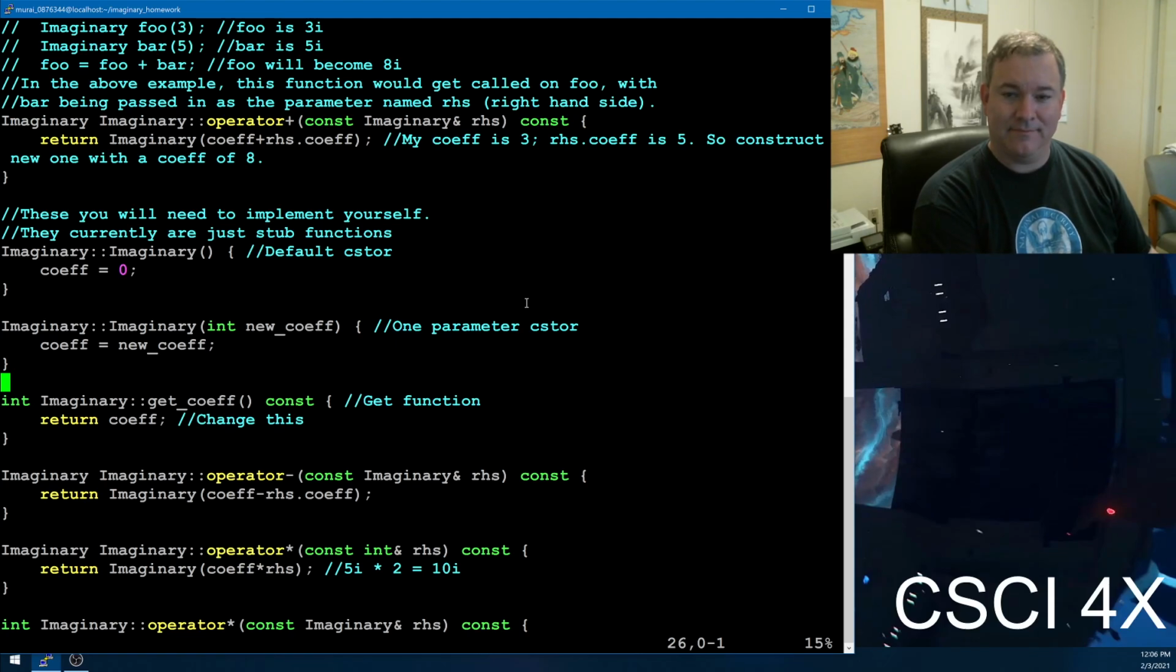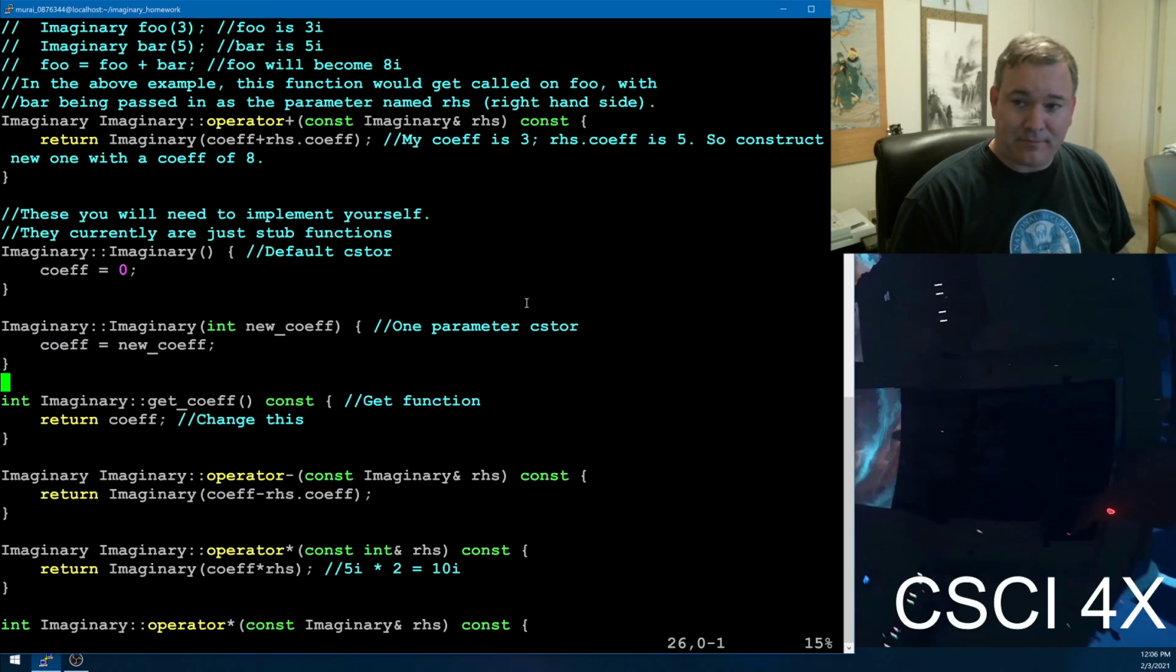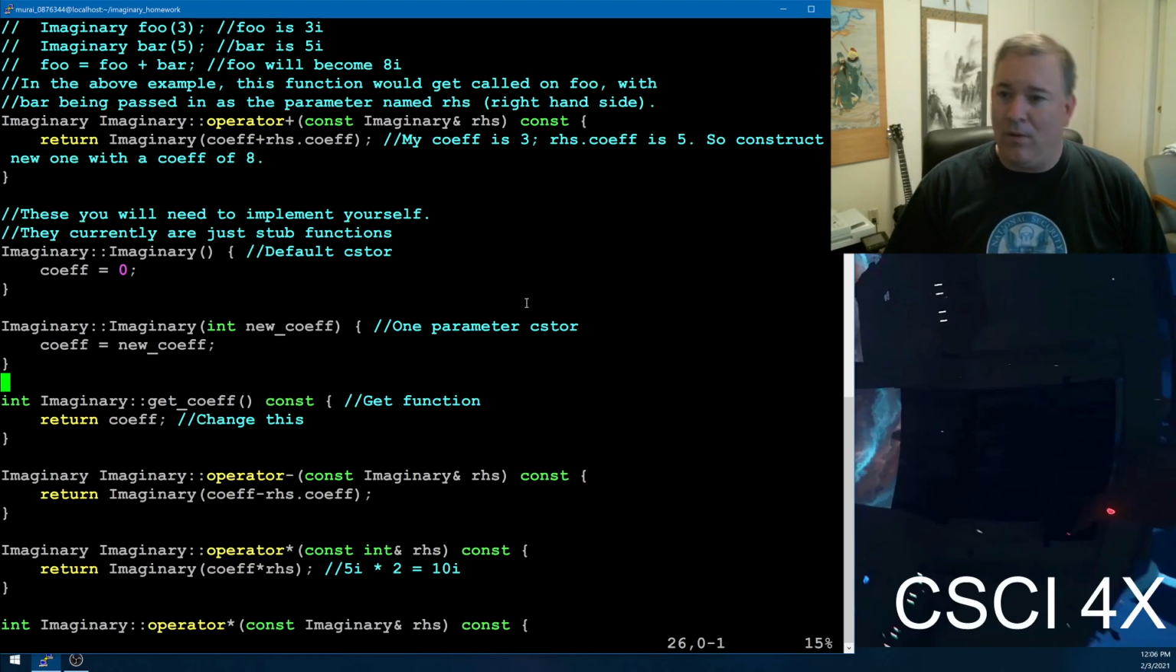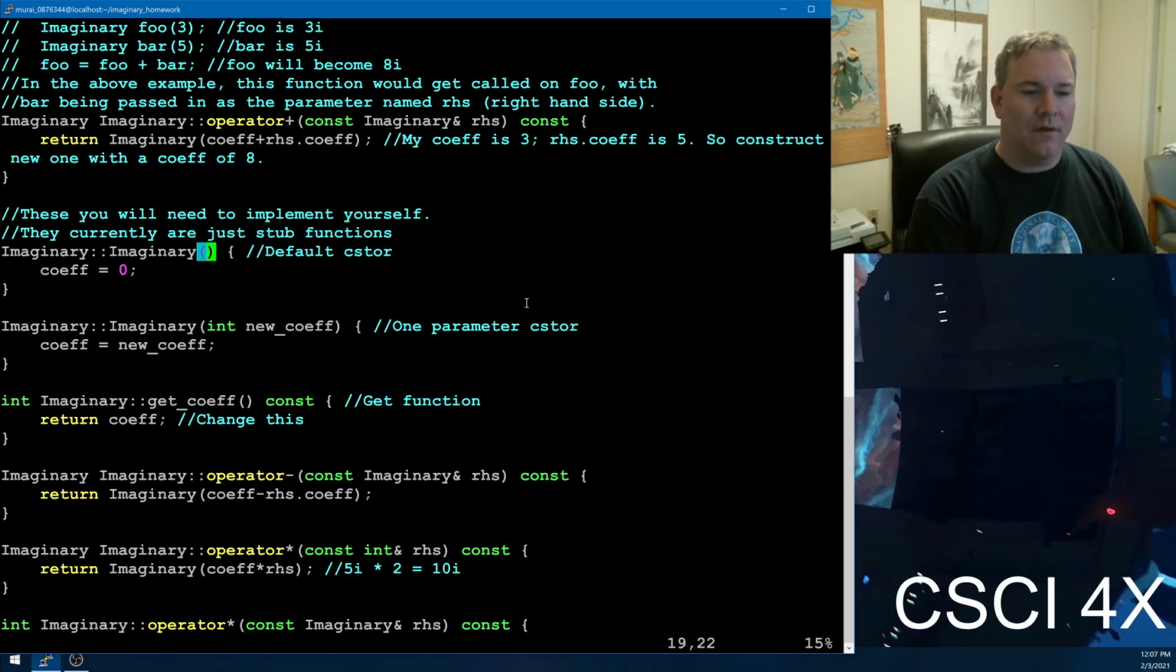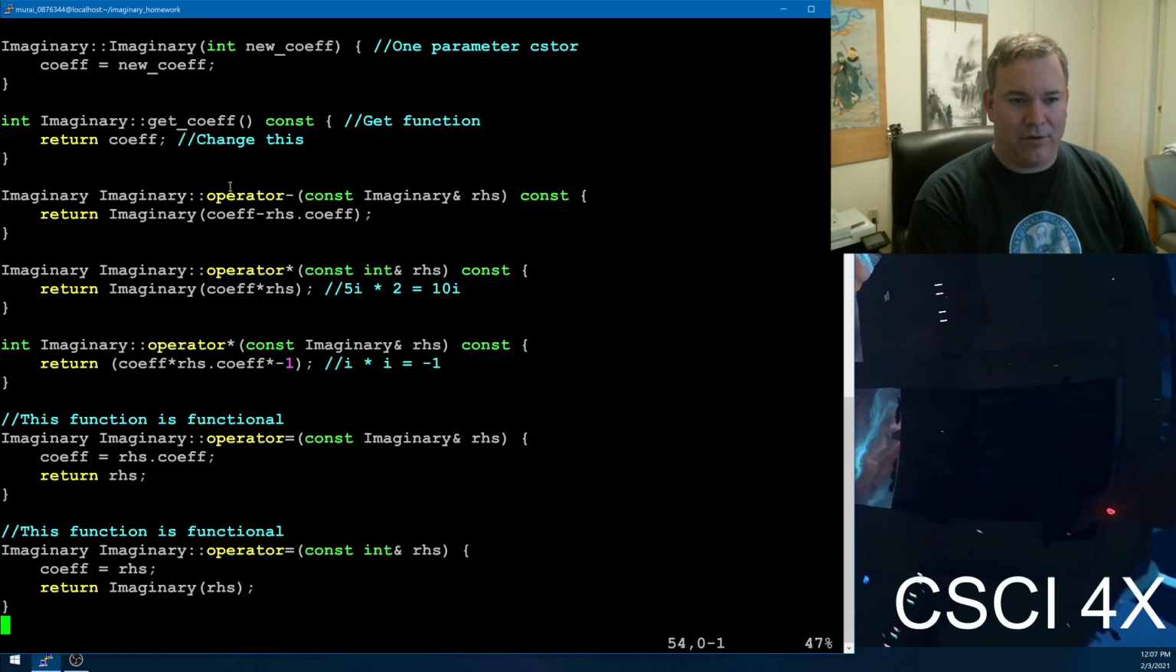We're not allocating any memory. Yeah, you don't need one. You guys are following the rule of zero. The rule of zero is if you don't allocate memory or other resources like network sockets or files, if you don't own anything, then you just use the default copy constructor, the default assignment operator, and the default destructor, which basically all do what you think they do. Like the destructor does nothing, right? Because you're not allocating anything. Okay. So get coefficient returns coefficient, operator minus.